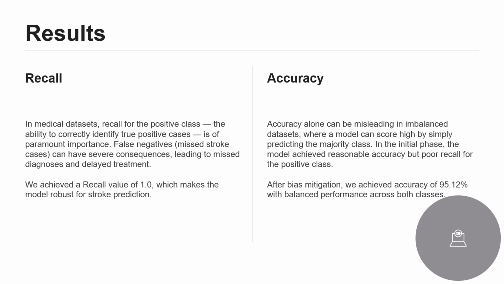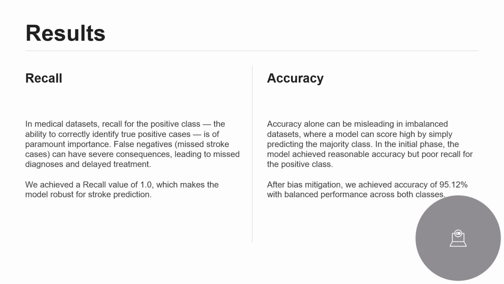Now let us look at the results after applying bias mitigation. The important metric for our project is recall, because in healthcare, missing a stroke patient can be very dangerous. Before mitigation, the recall was 0.62, which means the model was missing many actual stroke cases. After applying SMOTE and removing biased features, the recall improved to 1. This means the model is able to identify all stroke patients.